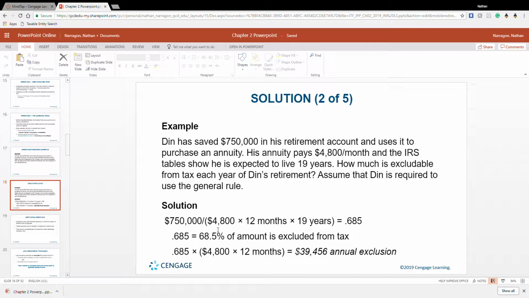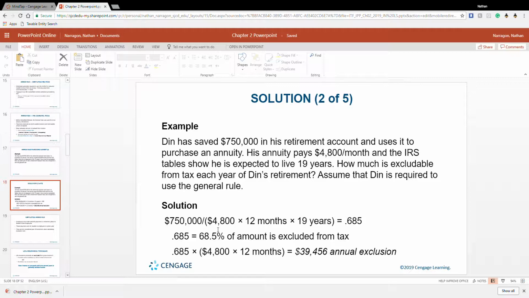That is the amount that is excluded from tax. So every year we take that ratio, we times it by how much he receives. So of course 4,800 times 12, we get a good old total of about 39,456 excluded from taxes. So good amount right there.